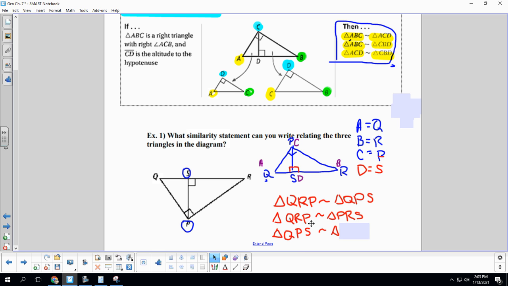And triangle QPS is similar. It used to be ACD, now it's QPS. It is similar to triangle, used to be CBD, now PRS. Okay, so you guys, we're just matching it up so that we're using these similarity statements.